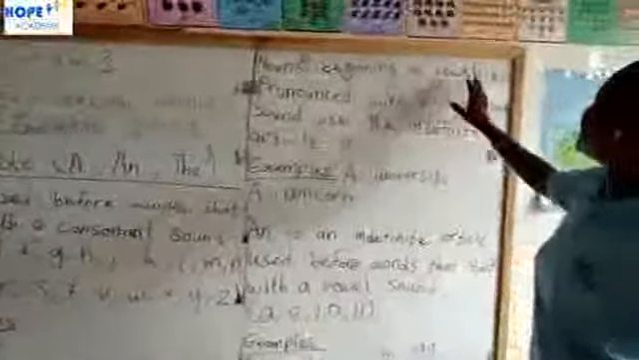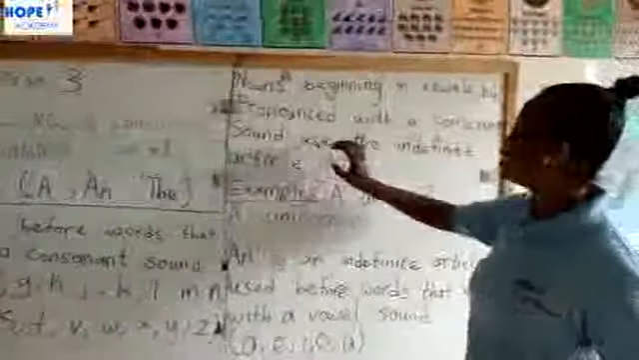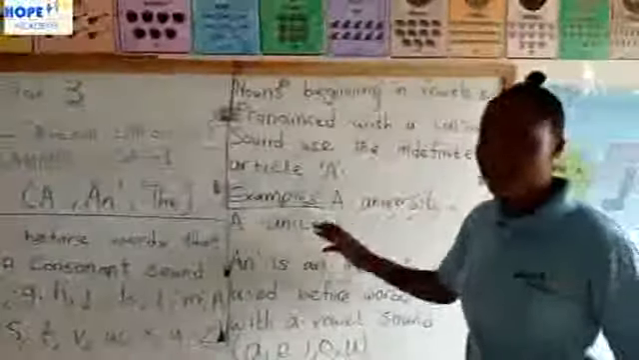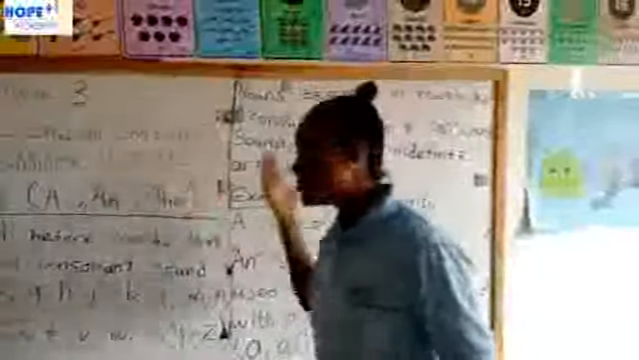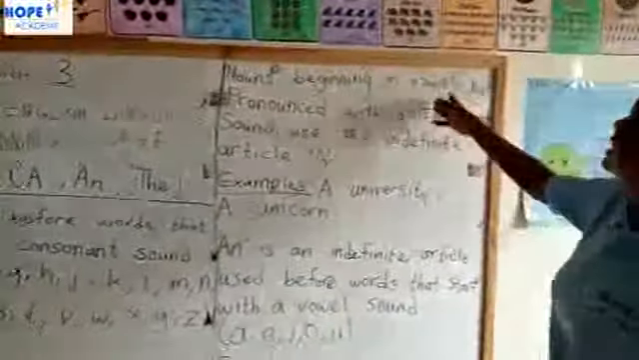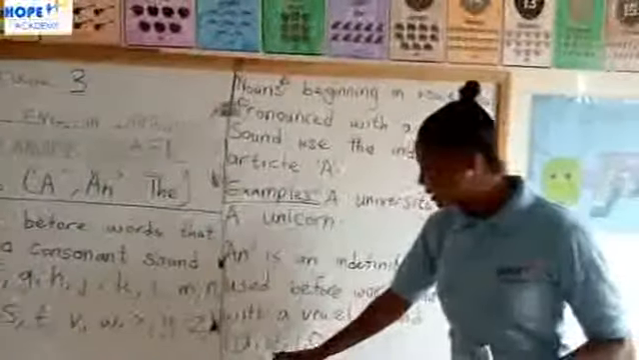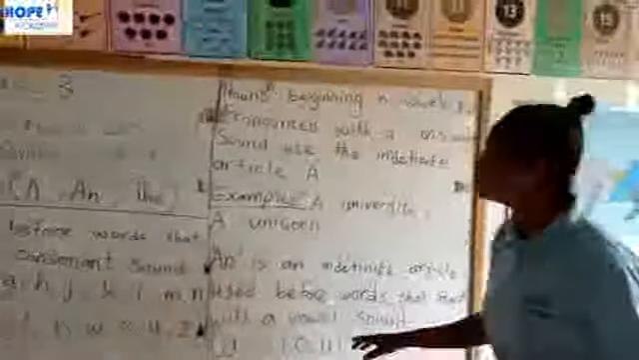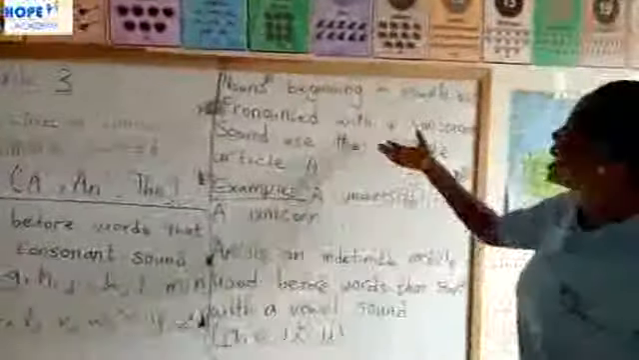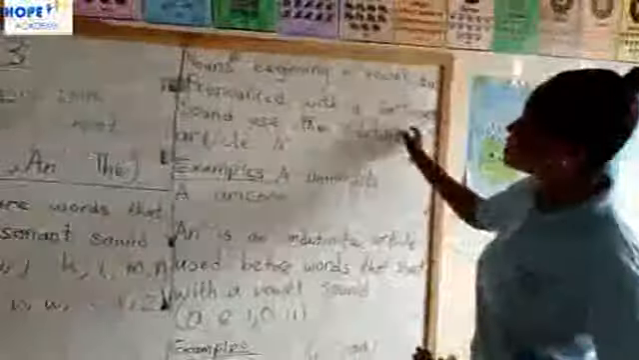Now, let's look at this. Nouns beginning in a vowel but pronounced with a consonant sound use the indefinite article a. We said a is an indefinite article because it does not describe a particular noun. So we know our vowels: A, E, I, O, U. Any noun beginning in a vowel but pronounced with a consonant sound uses the indefinite article a.